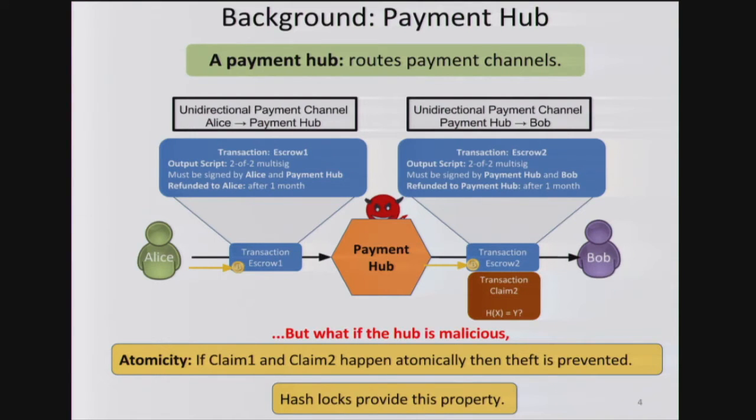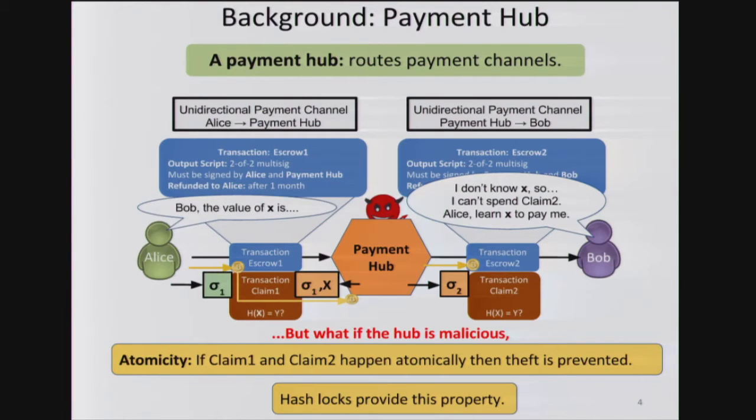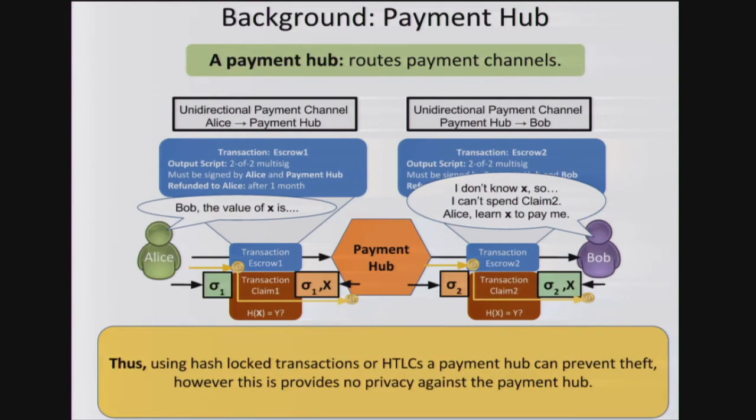You have h of x, so you have some value x, and the claim transaction can't happen without x. So even if the payment hub signs it, Bob can't take the money until Bob learns x. So Alice creates a second hash lock that uses the same x, and when the payment hub claims the funds, it has to release that value x. Alice can tell Bob what this x value is, and then Bob can take the funds. So using these hash lock transactions, or HTLCs, the payment hub can prevent theft.